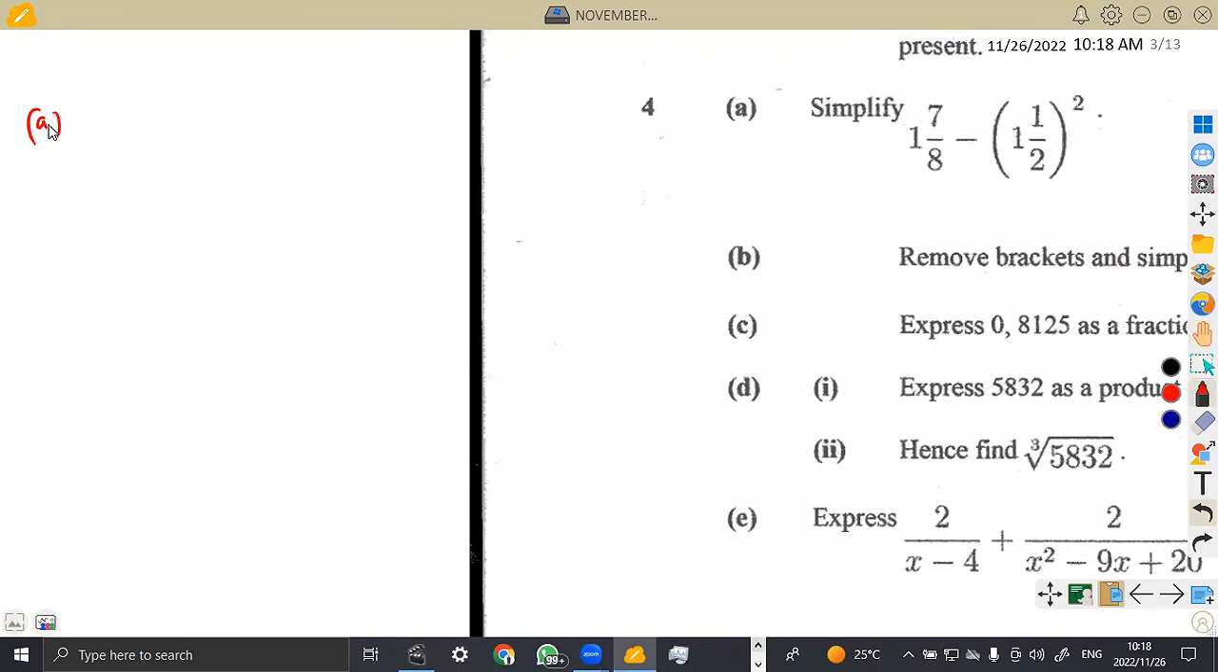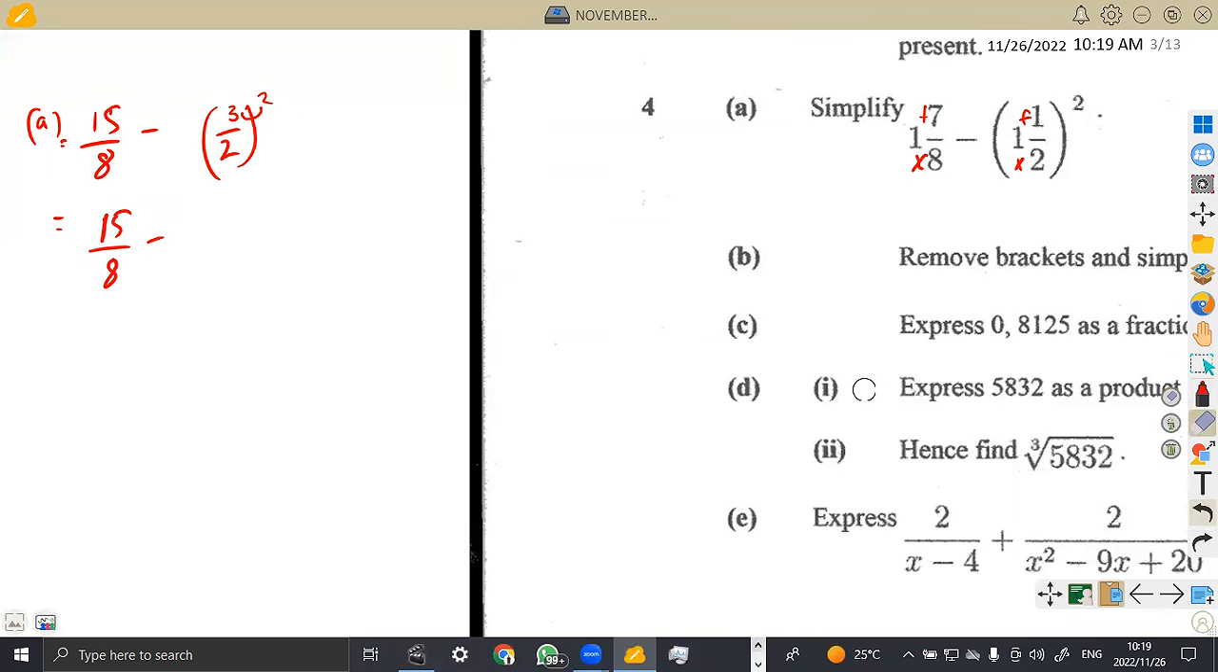So this is 4a. 1 and 7 over 8, here we know that you're going to multiply 1 times 8, which is 8 plus 7, which is going to be 15. That is 15 over 8 minus 1.5. If you multiply, that's 2 plus 1, which is 3 over 2 squared. Remember, whenever you're given a squared, that means we are going to raise everything to the exponent of 2. So it's 3 to the exponent of 2, which is 9.